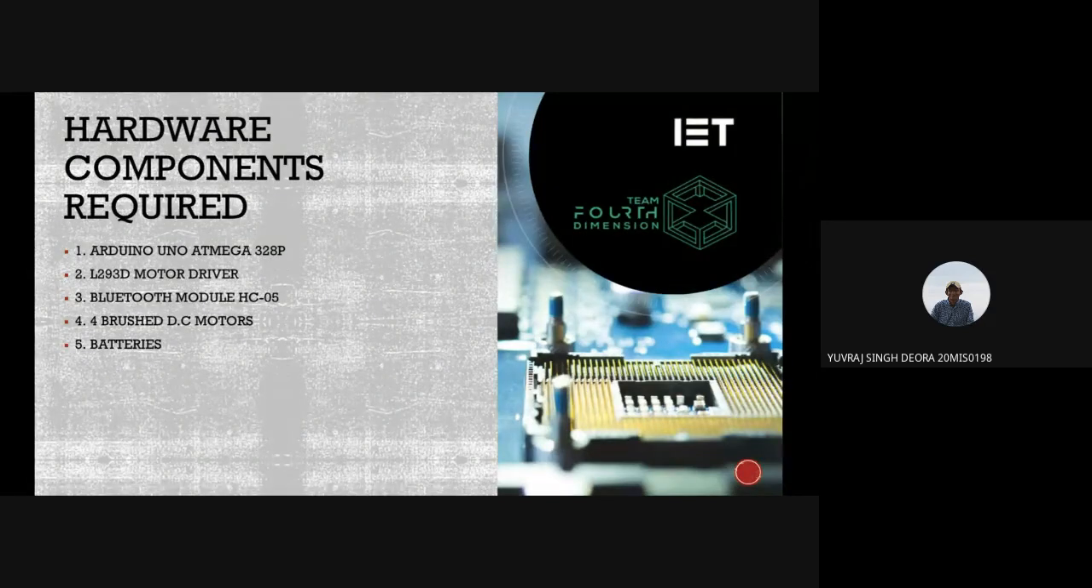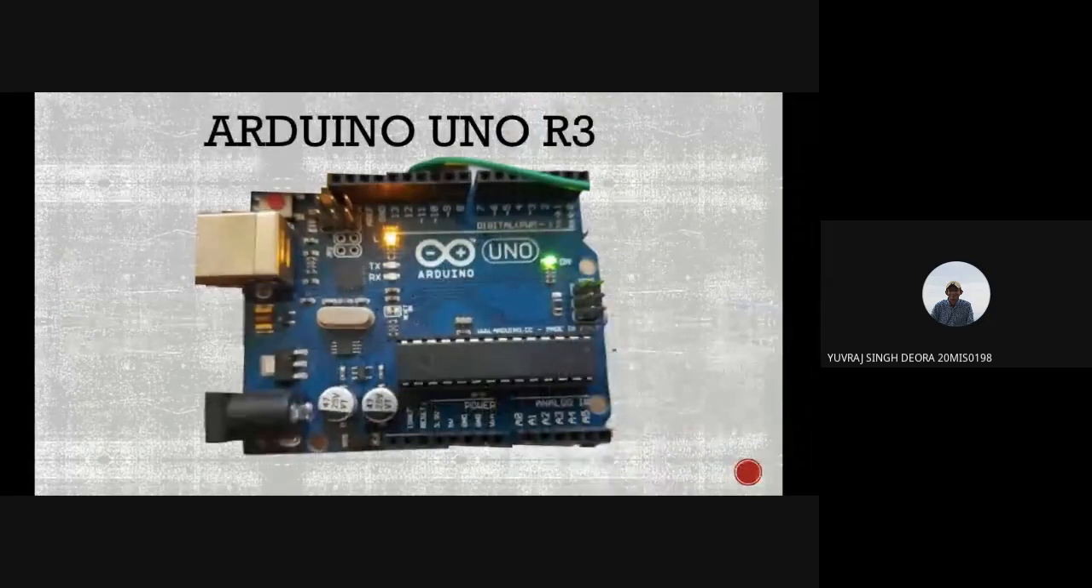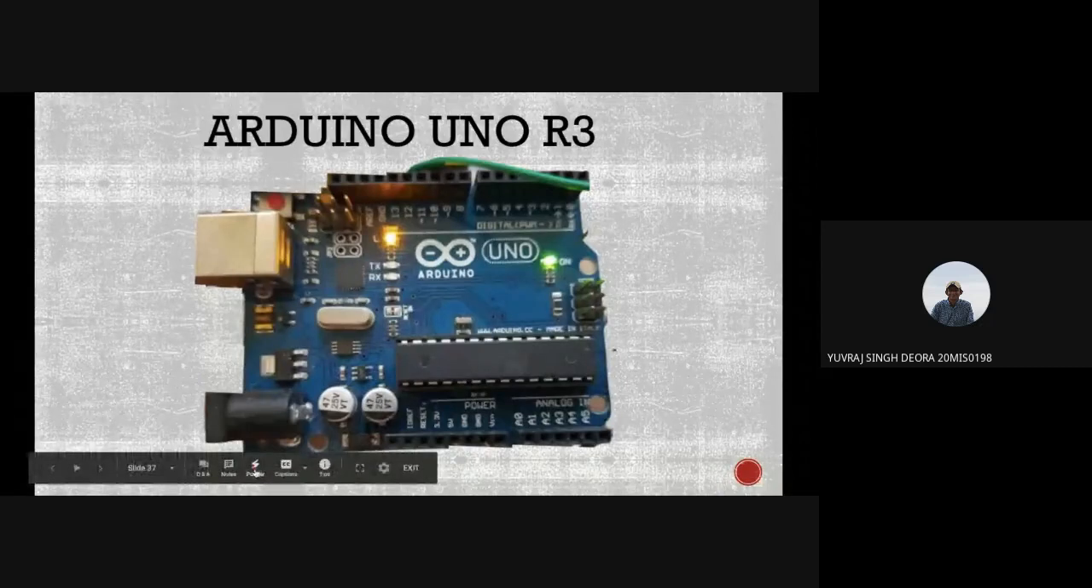So in my project, I have used brushed DC motors, and the next thing I have used is batteries, and I am using a 12-volt power supply to power up my Arduino as well as my motor controller. Okay, so let's look at how all these parts look in real. So on your screen, you can see an Arduino.